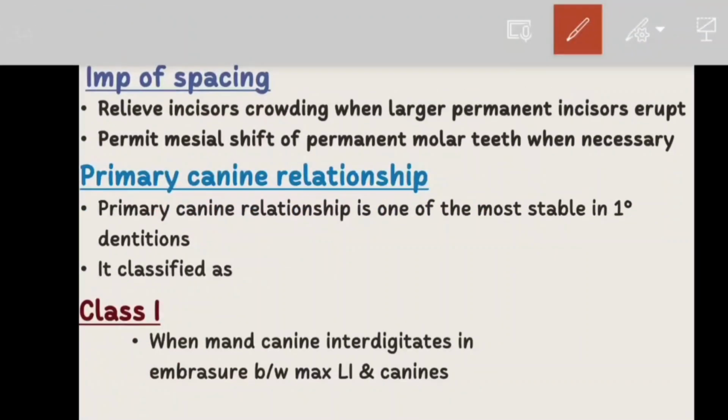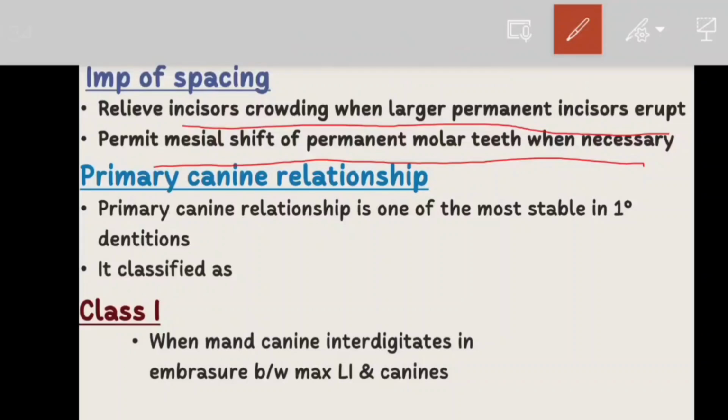Now we see the importance of the spacing. Spacing helps relieve the incisor crowding when large permanent incisors erupt. And the second one is it prevents the mesial shift of the permanent molar teeth when necessary. Okay. So now we see the primary canine relationship.